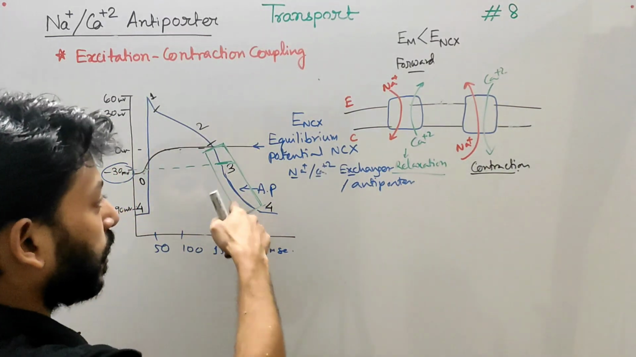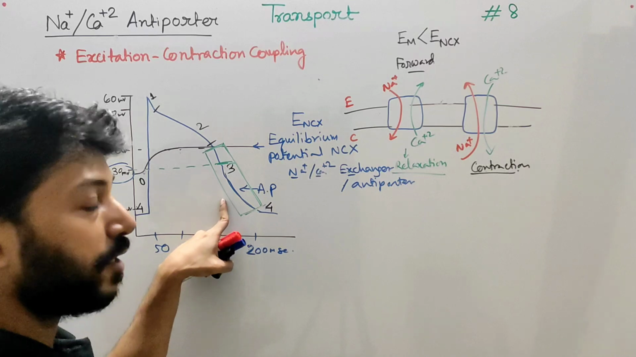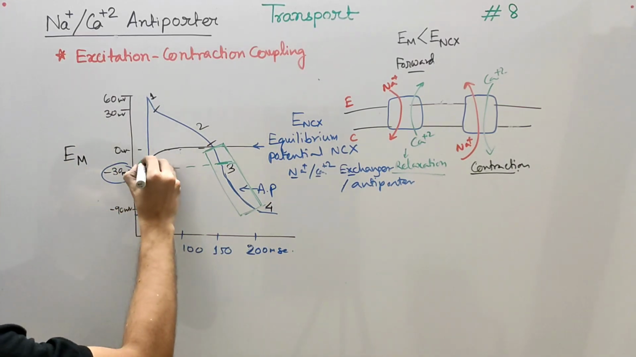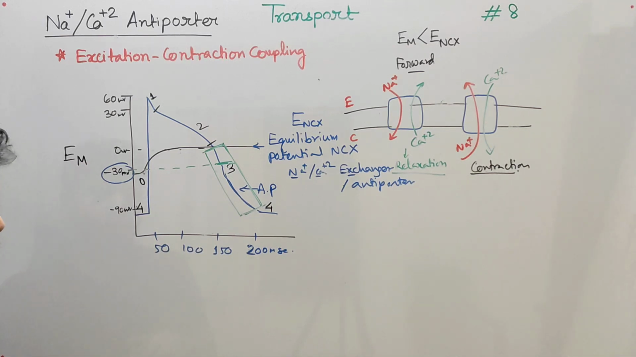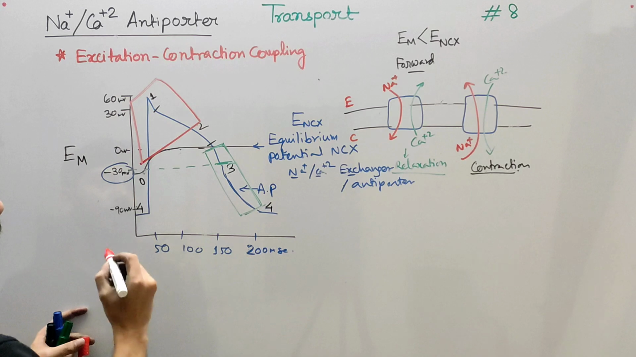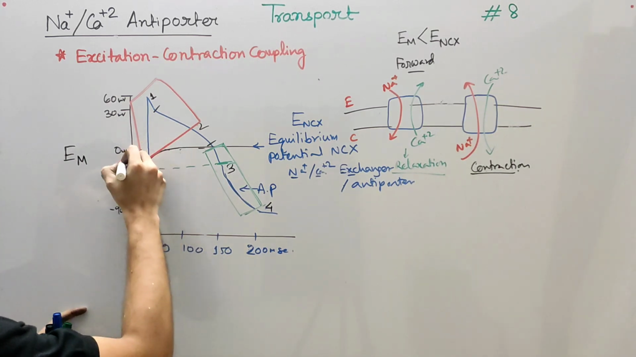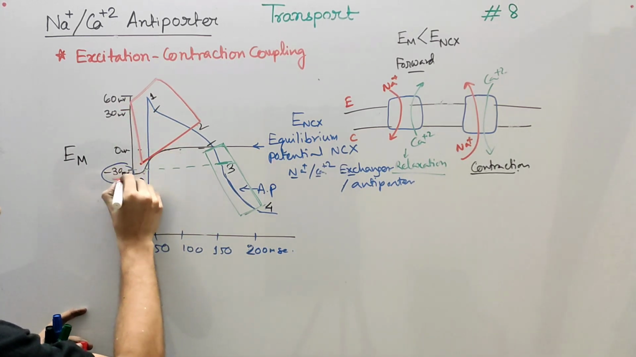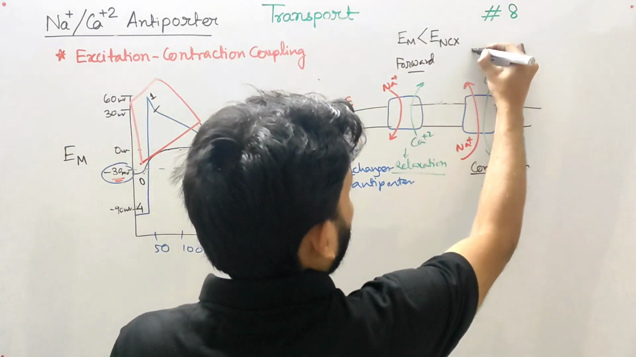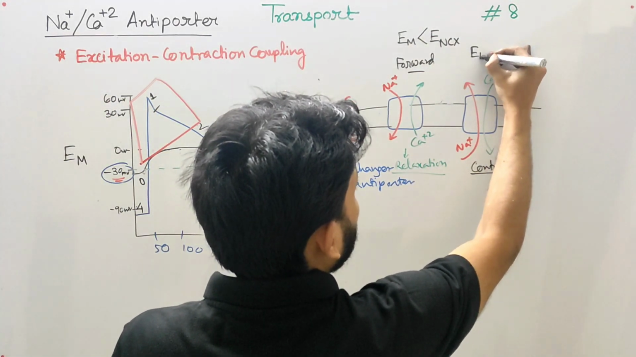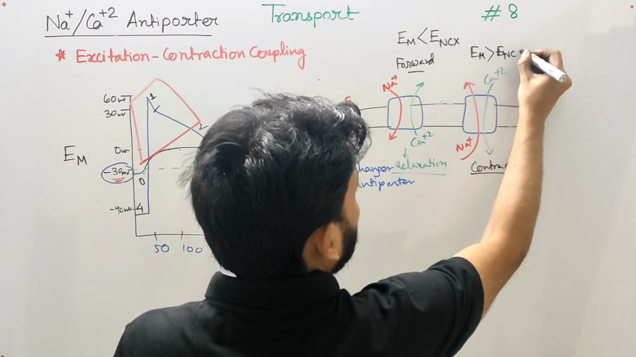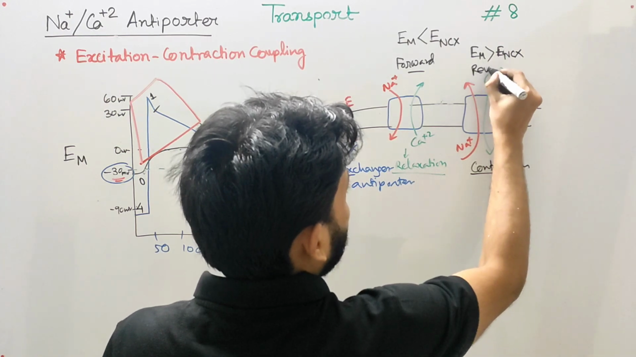That means it causes relaxation, because this is the repolarization phase. But as you can see, in this phase, the membrane potential is actually more than the equilibrium potential of this exchanger, and that's why it is in reverse mode.